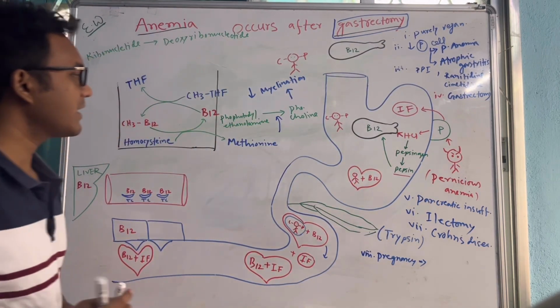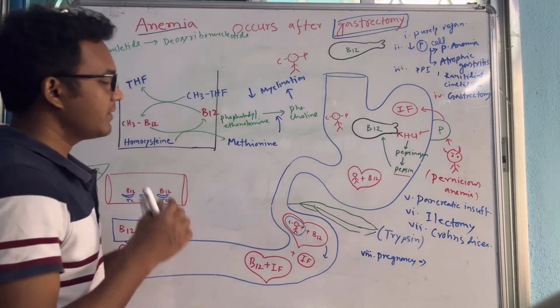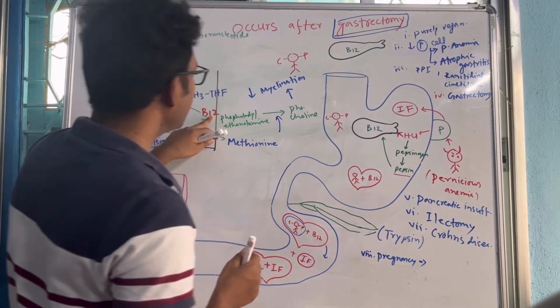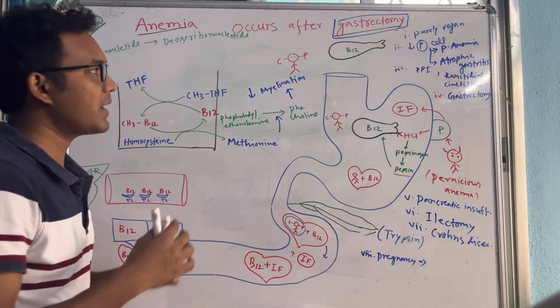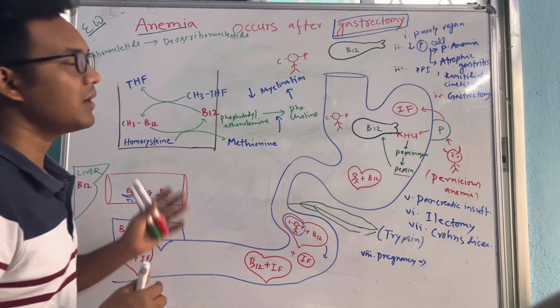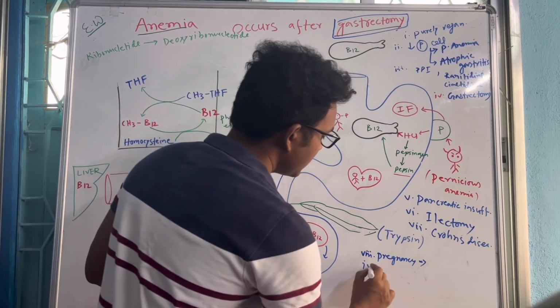In the pregnancy, there is increased demand of B12. If we cannot supply proper amount of B12, it also leads to megaloblastic anemia. Okay. Now come to the 9th point.